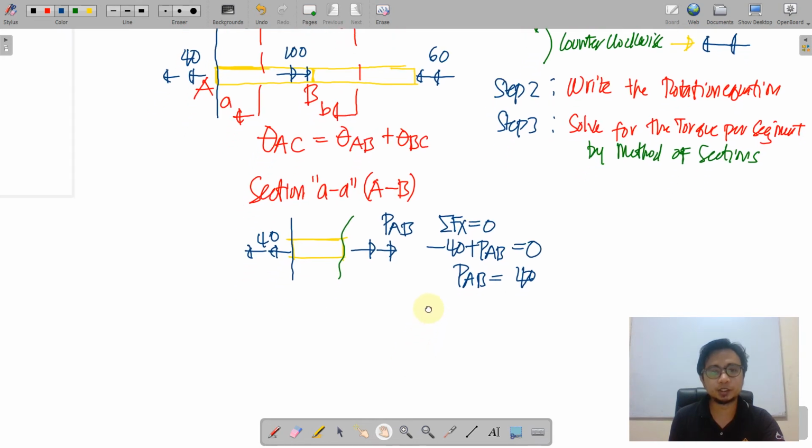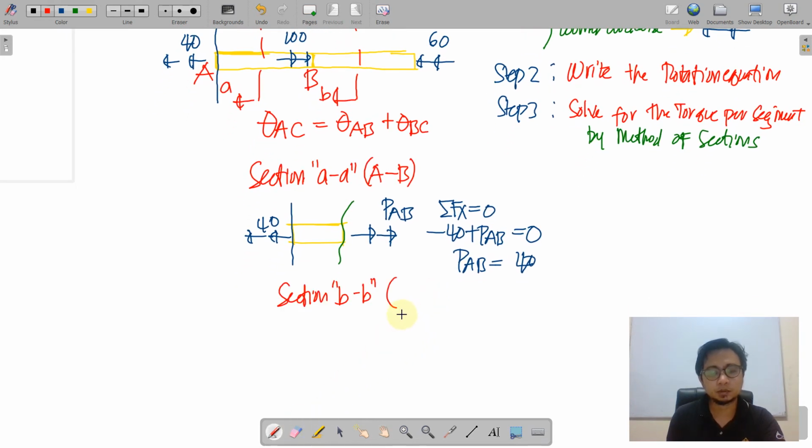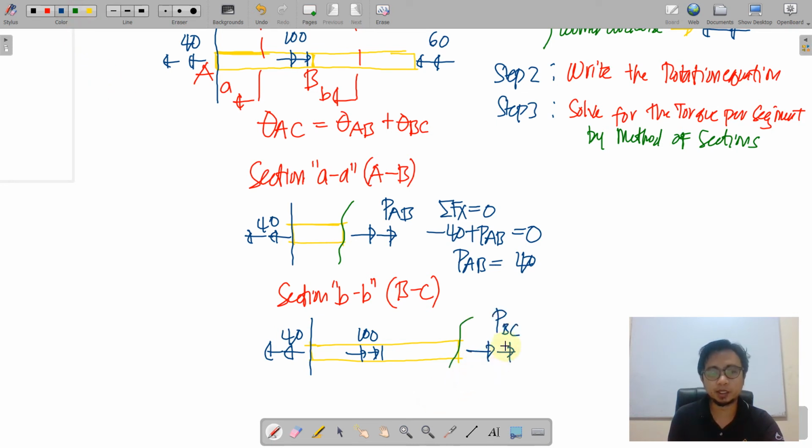As for the section at BB, we have actually the segment BC. So we do consider the forces or the torsion from the left of the section and then reflect it by the direction. So 40 is leftwards and 100 is rightward, and then this will be the cut section. And thereby this is PBC. Again, this is assumed to be rightwards.